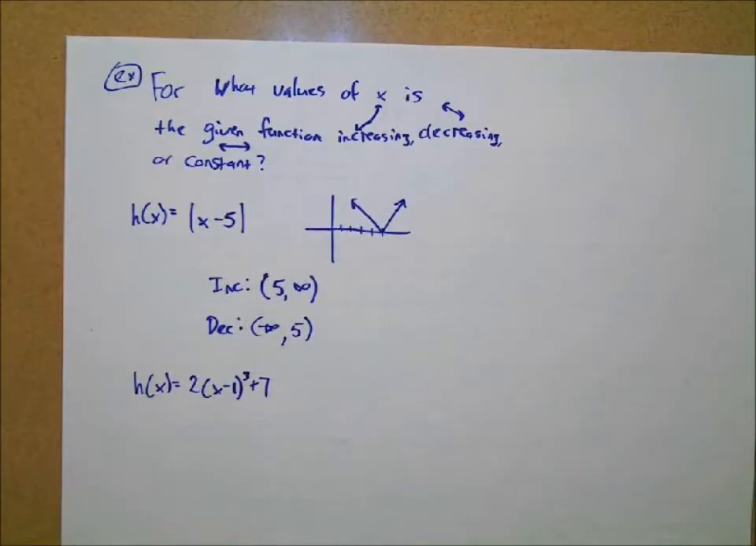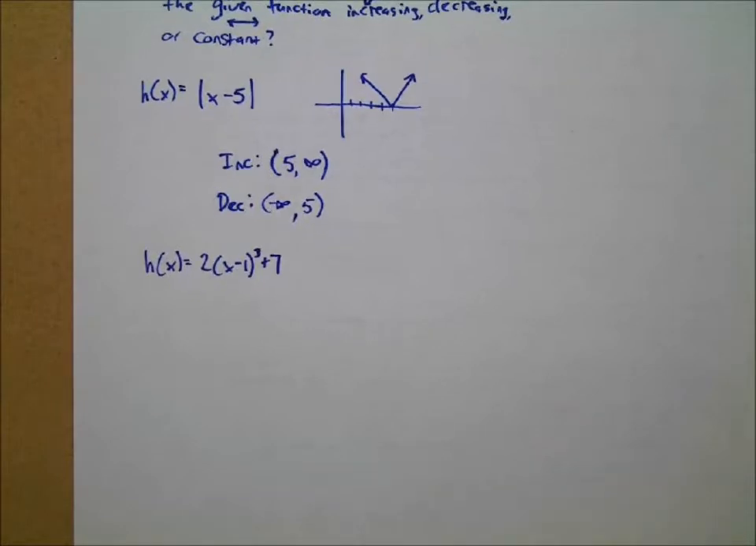2 parentheses x minus 1 cubed plus 7. All right, what's our parent function here? X cubed, okay? So you want to picture in your mind what x cubed looks like. What kind of transformations are happening to this function? What kind of transformations do we see here? Anybody? Up 7 and right 1.